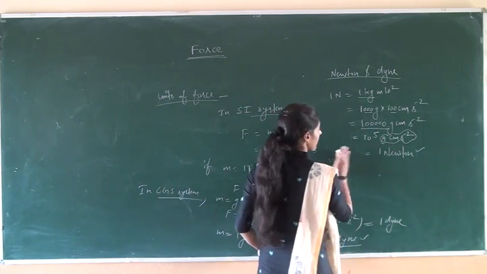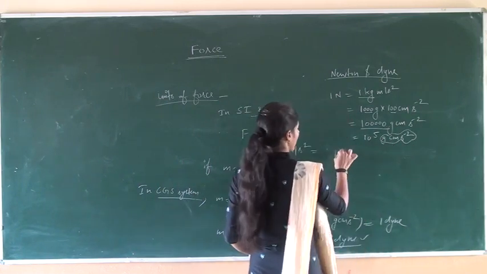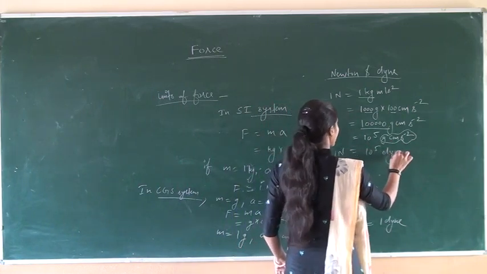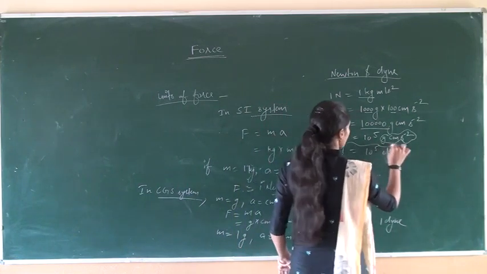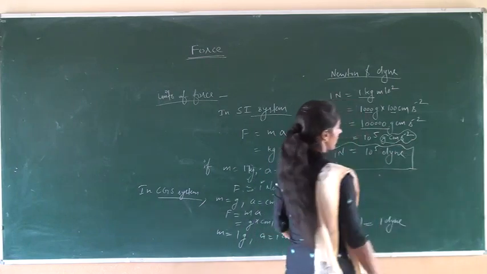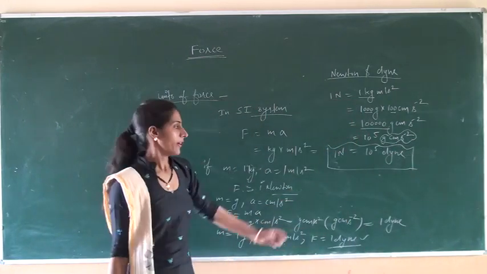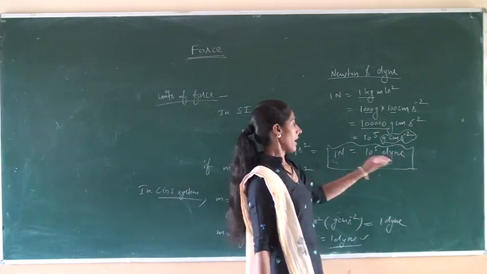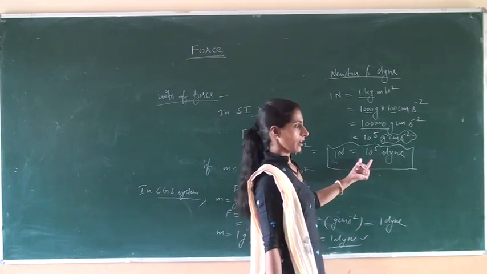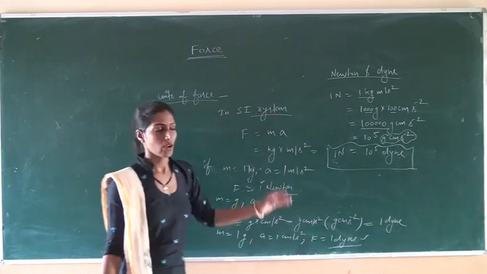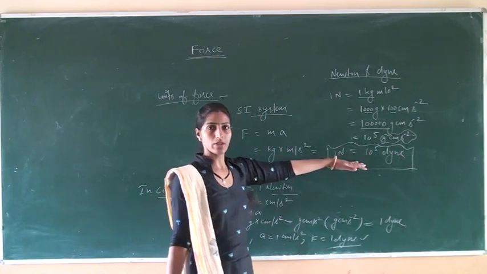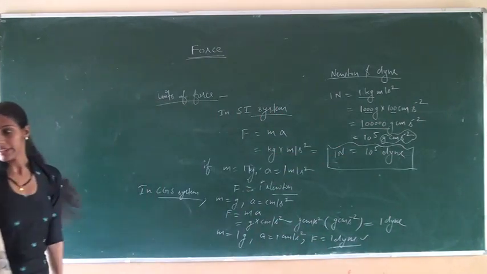So here 1 Newton is equal to 10 raised to power 5 Dyn. This is an important relation between the SI unit and the CGS system unit of the force, and we can interconvert these terms in calculating the numerical problems. Okay, students?